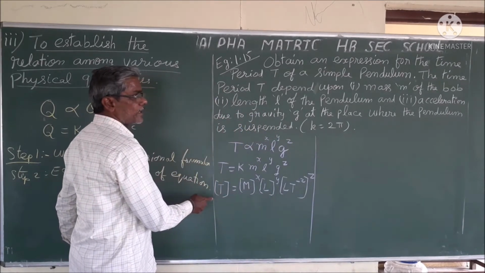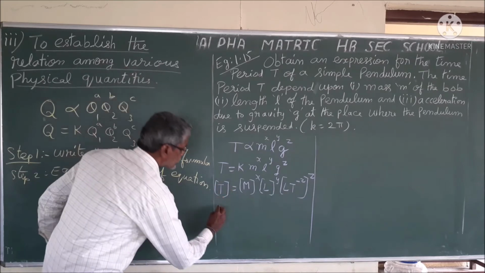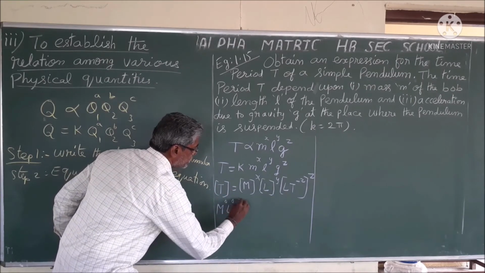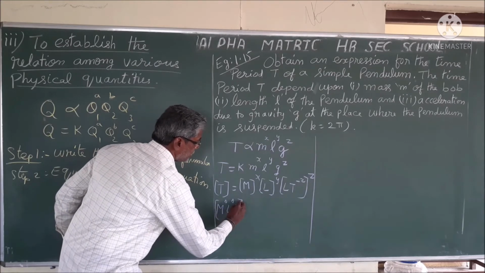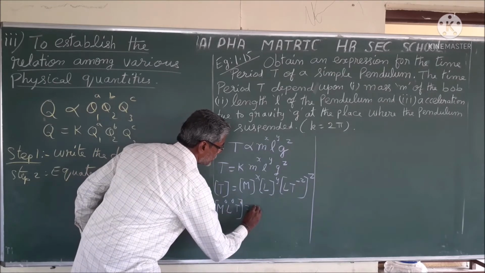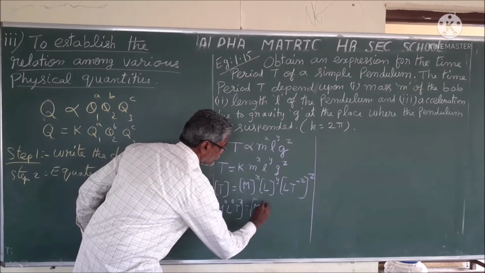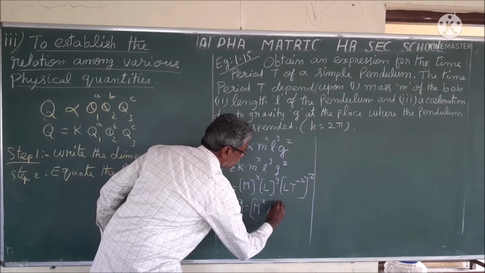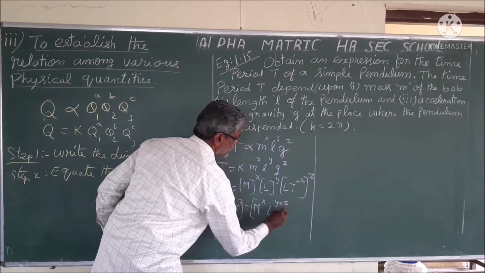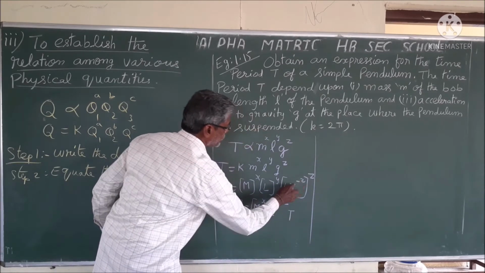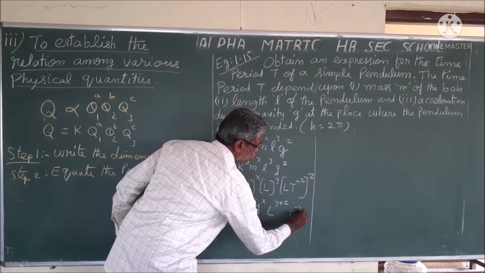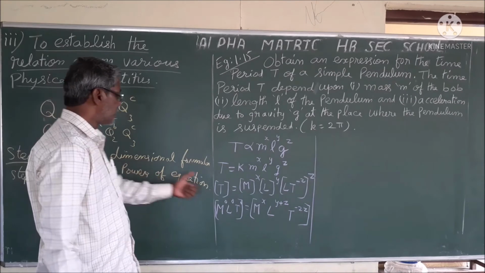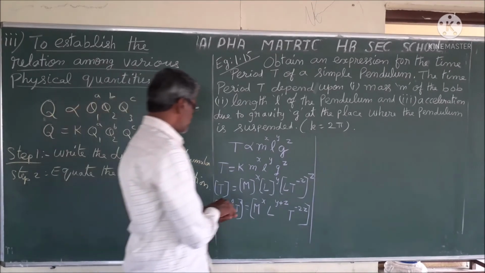Now this one I am writing in the form of M L T. So M^0 L^0 T, this is T power 1. Here M^x, L^(y+z), and T multiplied by this, minus 2z. So we have completed the dimensional formula.